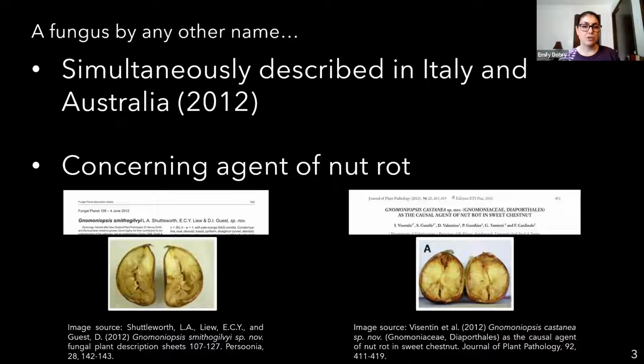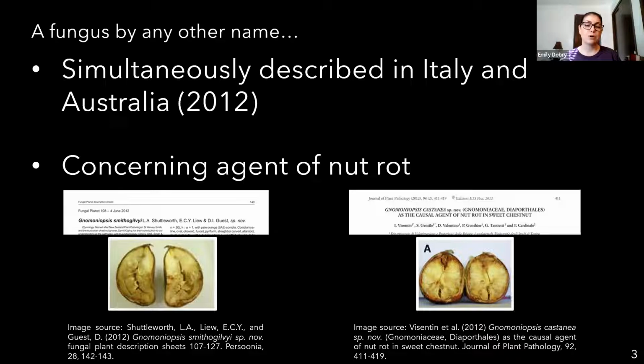And so the pathogen, or a pathogen, was simultaneously described in Italy and Australia in the summer of 2012. Just a few weeks apart, these publications were put out. The researchers out of Australia named it Gnomoniopsis smithogolvii, while the researchers out of Italy named it Gnomoniopsis castaneae. Both of these projects identified this pathogen as a really concerning agent of nut rot, or even the primary agent of nut rot in Castanea species. The problem came when they realized that both of these described the same pathogen.